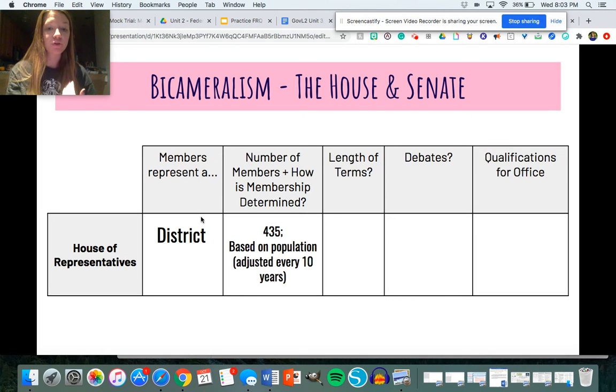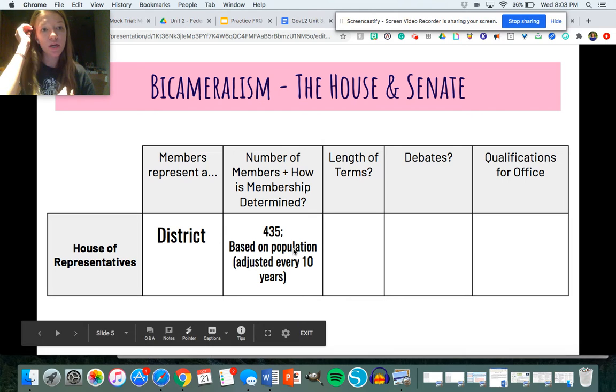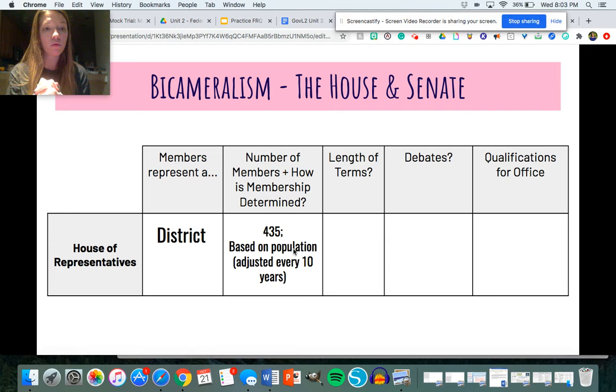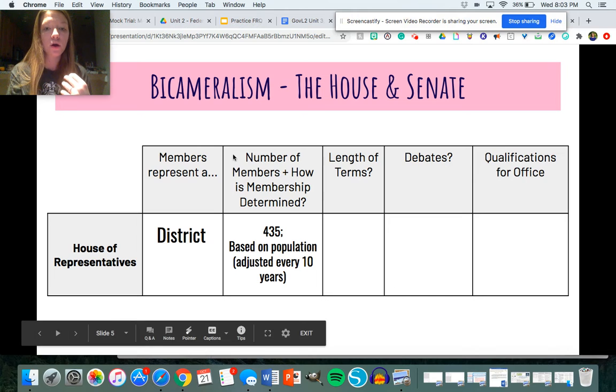And the reason it's every 10 years is because that's when we conduct the census. You might have seen signs about taking the census this year. There was one that went out in 2020. That's part of what goes into determining membership in the House.